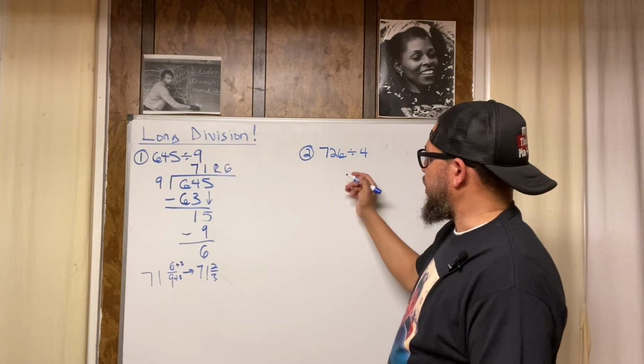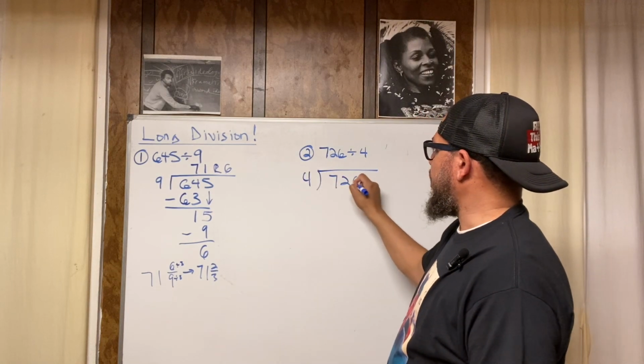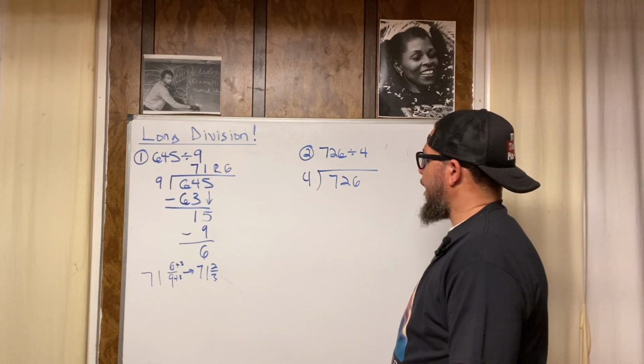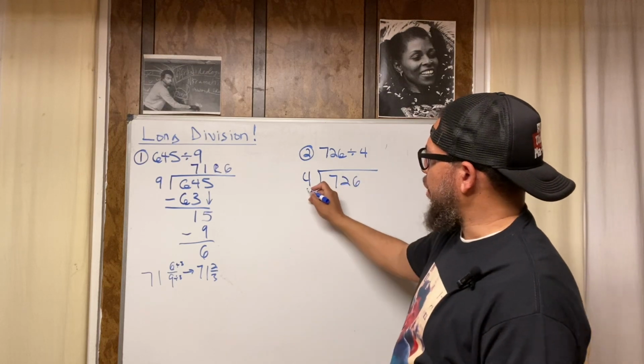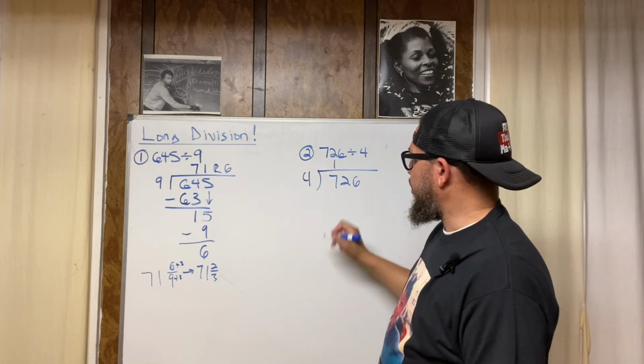So let's set this one up. The divisor goes outside. Draw your vinculum. The vinculum is actually the horizontal bar. But the dividend is 726. And then we're going to say, okay, 7 divided by 4. How many 4s can fit into 7? 1. So you write your 1 right here. Then we're going to multiply.